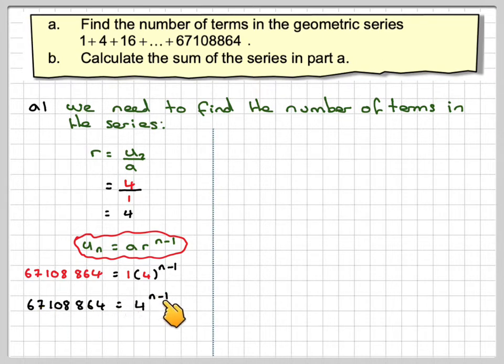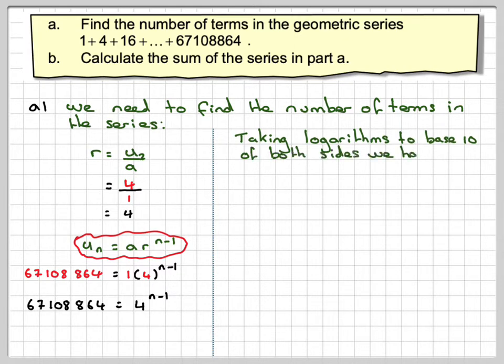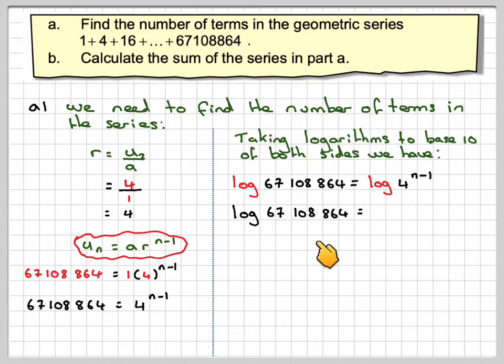Now, because the unknown is in the power, we need to take logs to any base, but normally we would take base 10 or natural logarithms. So that will give me that log of 67,108,864 is equal to log of 4 to the power of n minus 1. Now, the rule of logarithms says that you can bring down the power in front of the log. So log of 67,108,864 will be equal to n minus 1 times log 4.